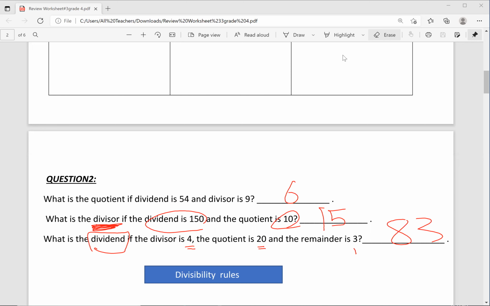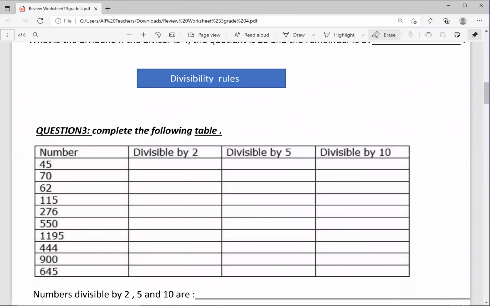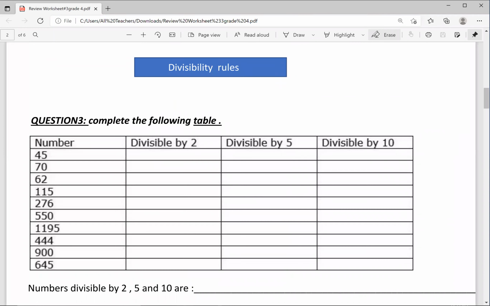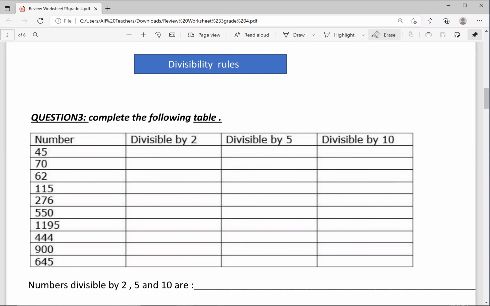Now, let us go to question number 3, the divisibility by 2, 5, and 10. So you know that a number is divisible by 2 if it's an even number, or the ones digit is 0, 2, 4, 6, or 8. If it ends with 0 or 5, then it's divisible by 5. And if it ends with 0, then it's divisible by 10. So the first number, 45, it's only divisible by 5. So let us write this. So it's only divisible by 5. It's not divisible by 2 or by 10.